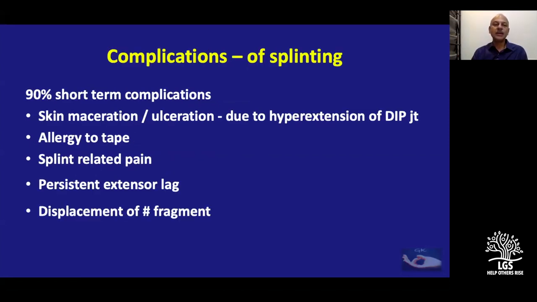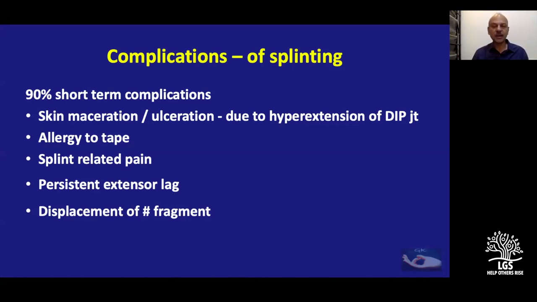So, does splinting have any complications? Yes, splinting can have complications, but the good thing is most of the complications that occur because of splinting are short-term and are reversible. Skin maceration and ulceration can occur due to hyperextension. If we keep it hyperextended, there are folds of skin that get together, and this can undergo maceration, especially when the splint is applied. There is going to be sweating under that splint, under the tape of the splint, and this will lead to maceration of the folds of skin on the dorsal aspect.